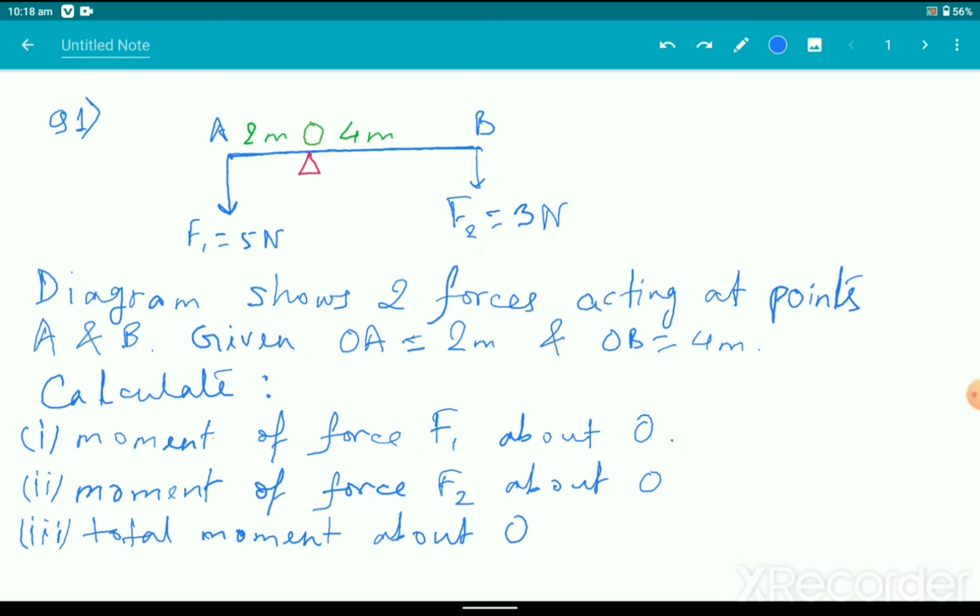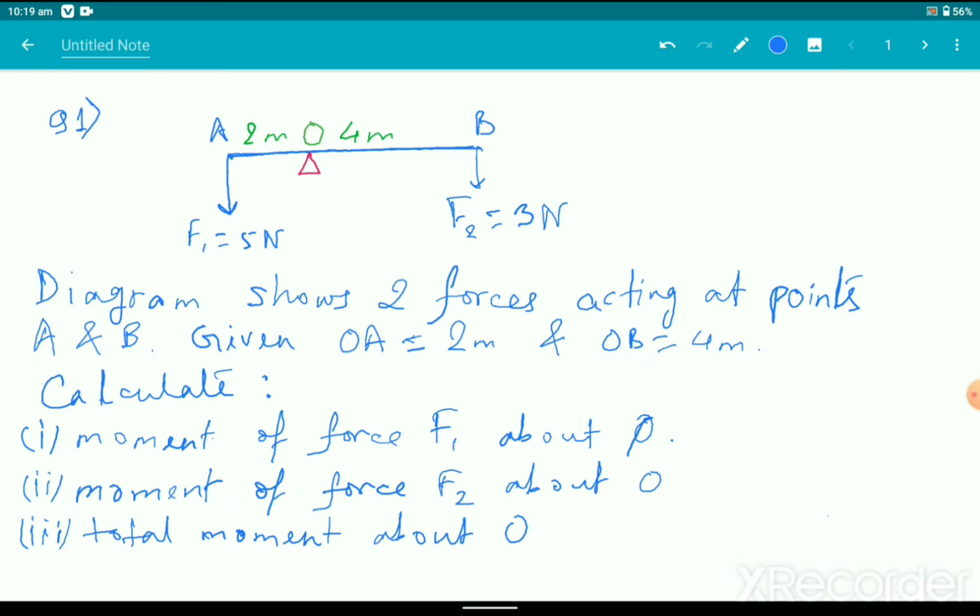A diagram has been given. It shows that there are two forces, F1 and F2. One is having 5 Newton value and another is having 3 Newton value. These two forces are present on the horizontal bar, which is balanced at a point O. Now the first force is applied at a point A, which is 2 meter from the point O, that is the length of OA is 2 meter, and the force F2 is applied at point B, which is at a distance of 4 meter from the pivoted point O. So this is the given information.